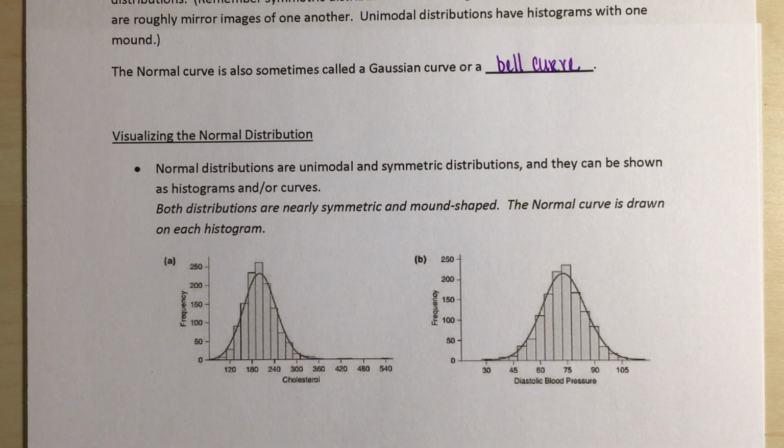So all of the problems that we're going to be doing in section 6.2, we're going to be thinking about this nice unimodal symmetric bell curve, normal curve, and then we're going to be finding probabilities using this normal distribution, using these normal curves.